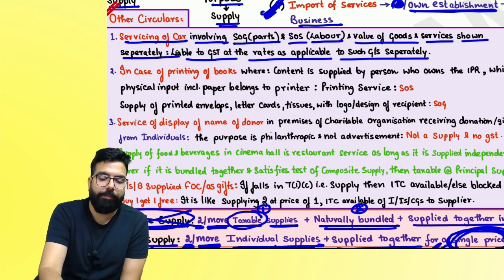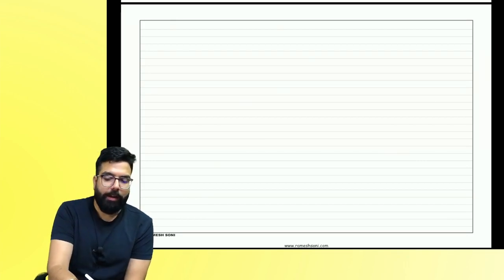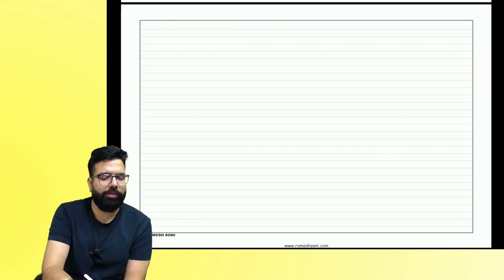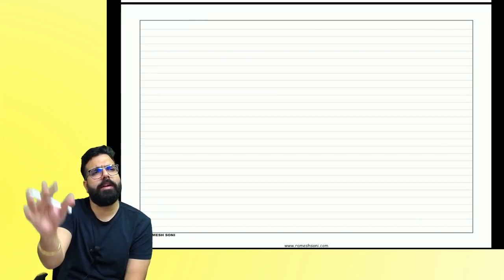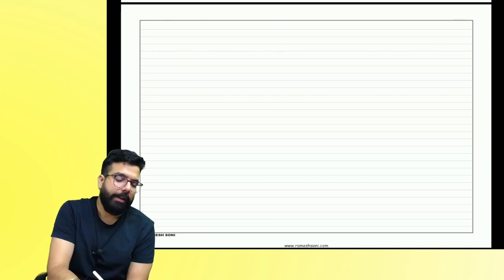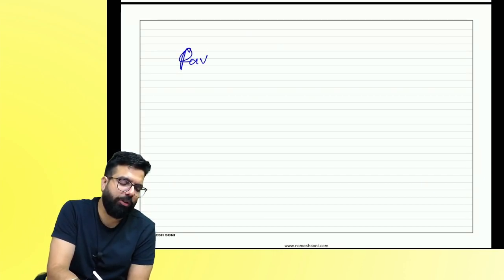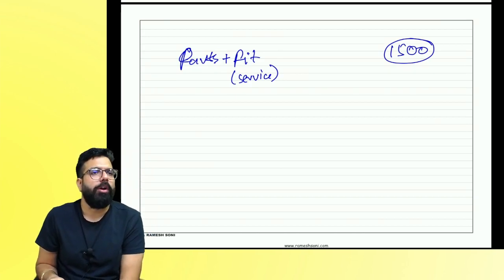I'll ask you one question. I went to one showroom. I told, sir, I want to get one part of my car changed. They told, sir, see, the rate of the part is 1,000. We will charge you 1,500, and we will put the part also, and give the servicing also. Now, is it a composite supply, everyone? They told, sir, we will give you the parts also, plus we will fit the part also. It means we'll give you service also. Correct, everyone? And they told sir, we'll charge you 1,500. They told me one fixed amount. Composite or mixed?